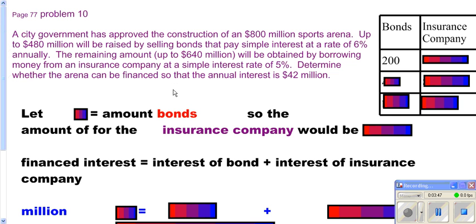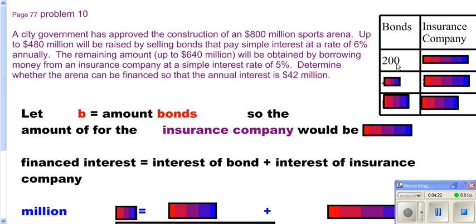You may want to pause while you read through this. Now, we're trying to find whether it can be financed. It's a yes or no situation. So letting your variable represent yes or no isn't going to help you in the context of your situation, but there are two things we don't know. We don't know how much we're going to put in bonds, and we don't know how much we're going to get from the insurance company. So you'd want your variable to represent one of those two. I'm going to choose my variable to represent what we're getting in bonds.